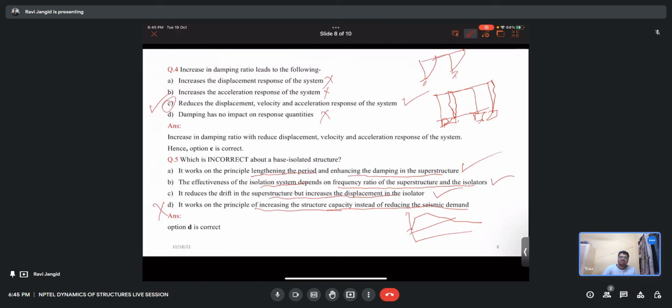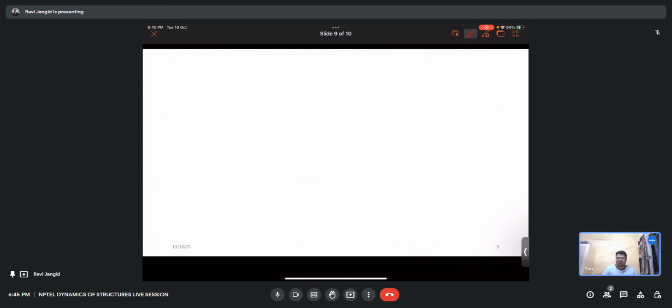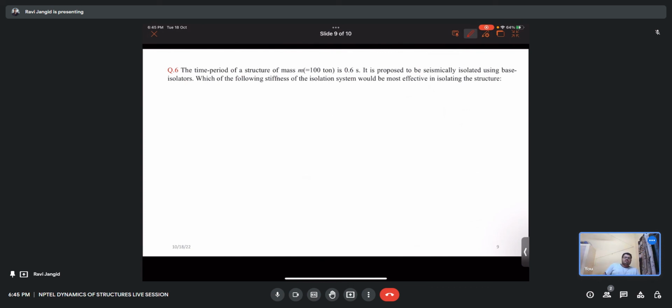Now coming to the last question of this chapter, this live session, and the whole chapter, the whole NPTEL course, in which the time period of a fixed base structure is given as 0.6 second, and the mass of the superstructure is given as 100 ton. It is proposed to be seismically isolated using a base isolator. Which of the following stiffness of the isolation system would be effective in the isolation of the structure?